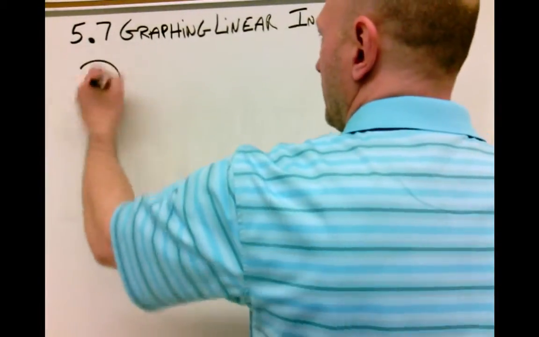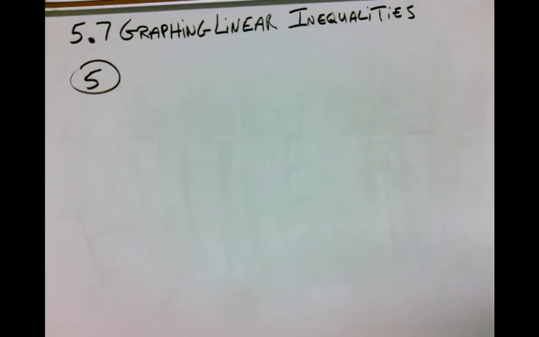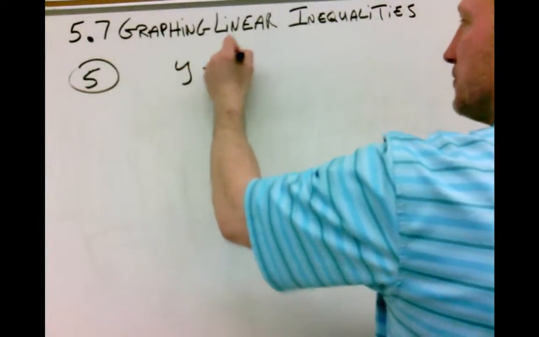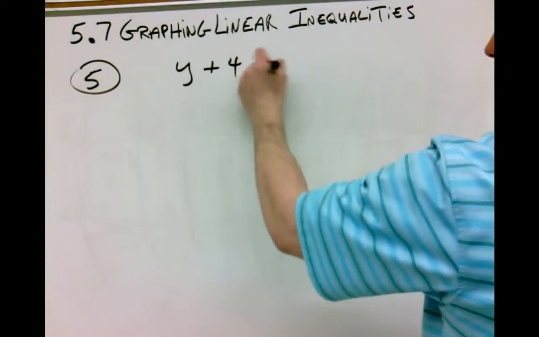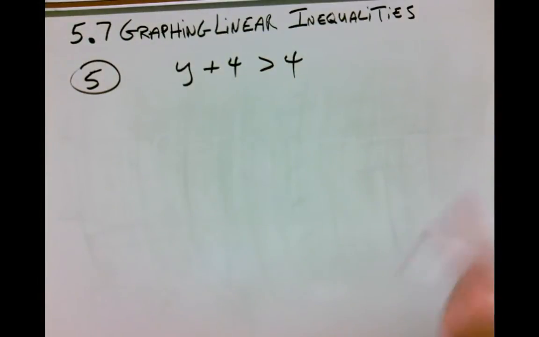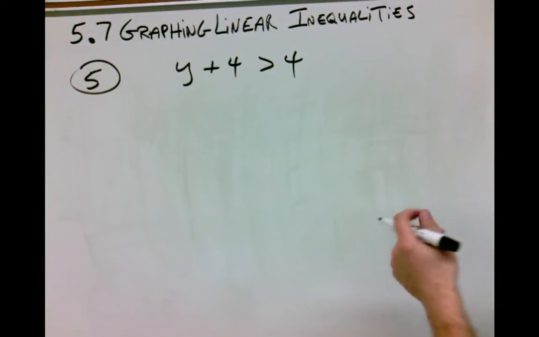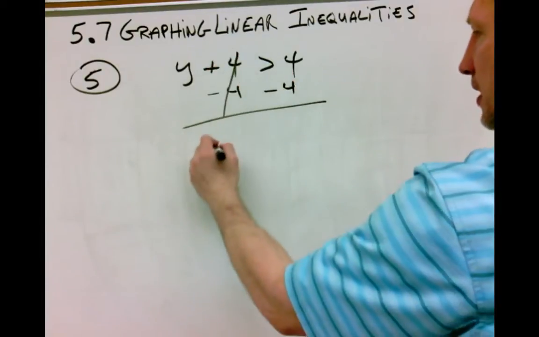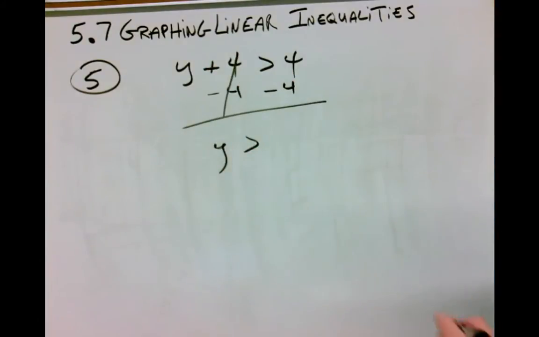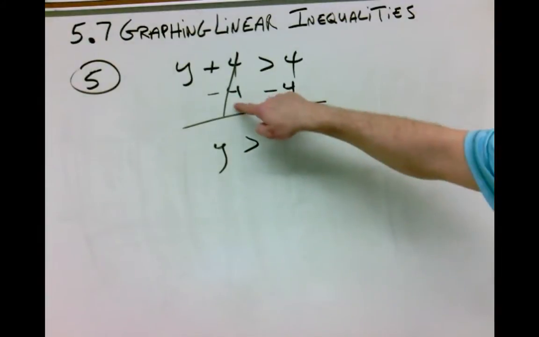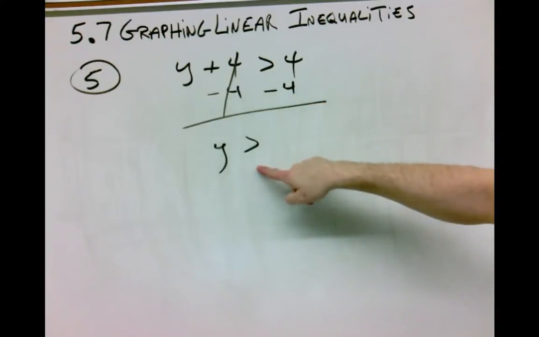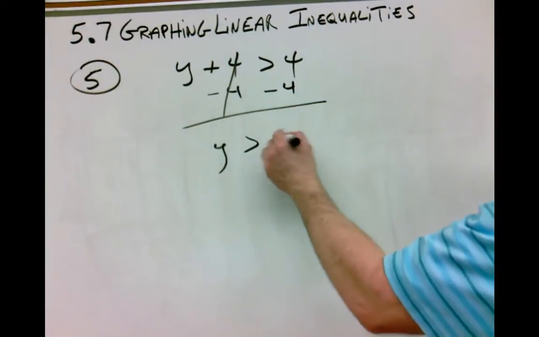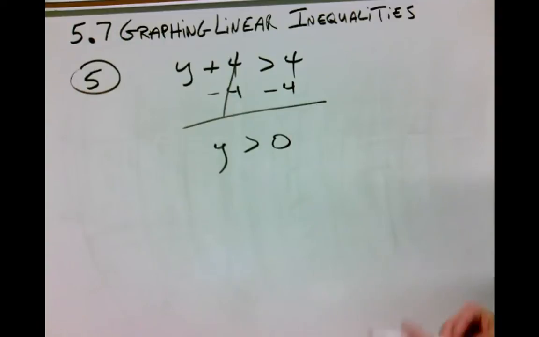And number 5. y + 4 is greater than 4. Okay, so I only have one variable. I'm going to solve for it, so I'm going to subtract 4. Subtract 4, that's gone. y is greater than... even though I'm subtracting, just because it's a negative doesn't mean I flip the sign. I did not divide by a negative, so I just keep it the way it is. And 4 minus 4 is 0. It's not undefined or anything else. It's just greater than 0.